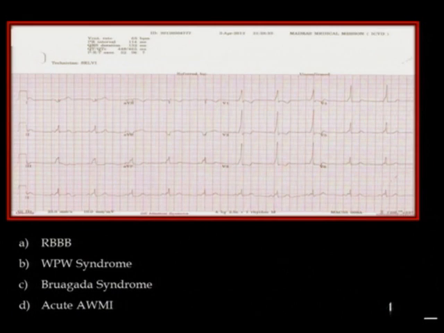And sometimes the pre-excitation is missed because it was considered to be a right bundle branch block, since the PR interval was not looked at clearly, or the delta was not looked at keenly.